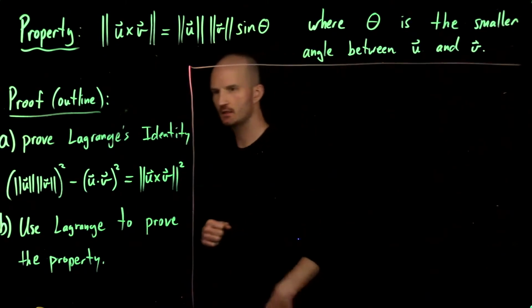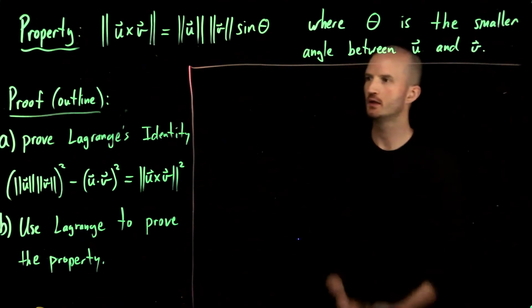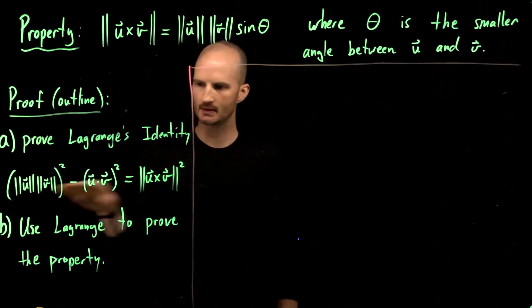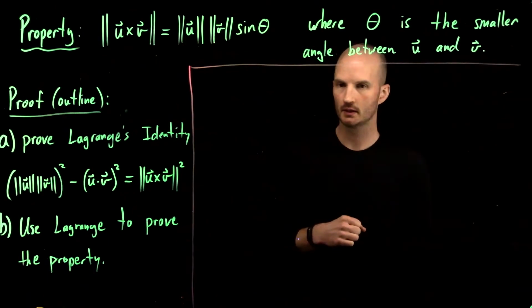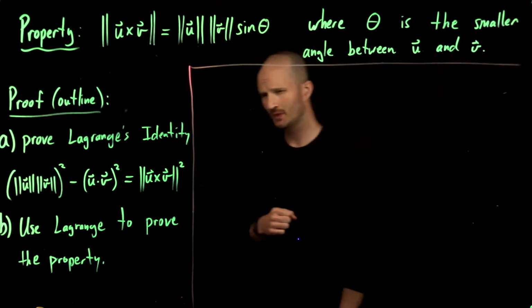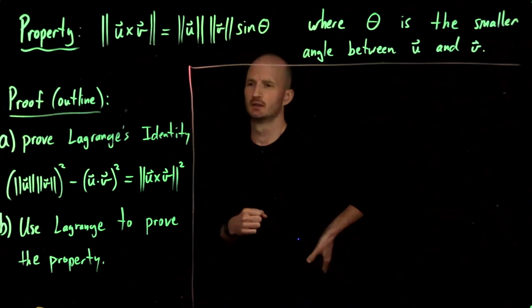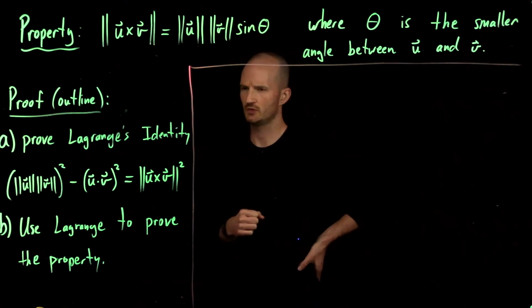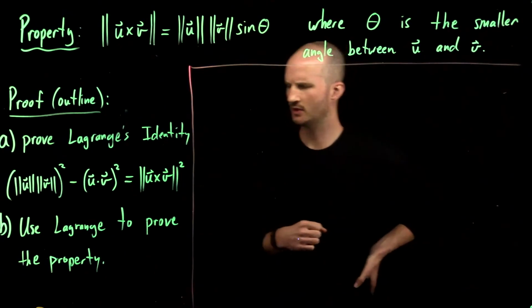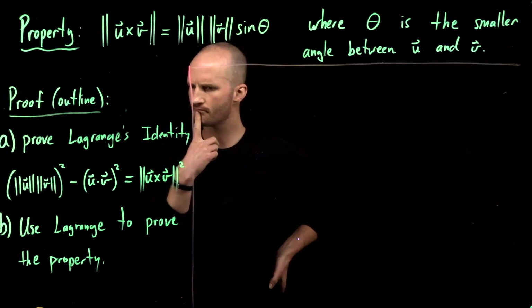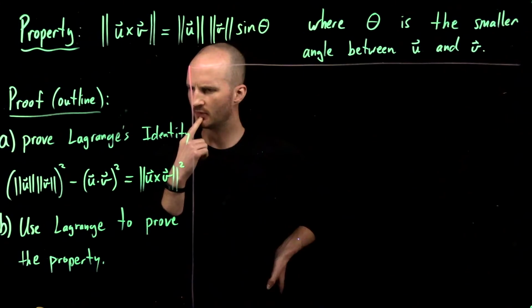Now the proof of this thing, I've given a very brief outline here. The issue in Lagrange's identity is that it takes quite a bit of labor to work out. Basically, you have to use the formula for u dot v here. Well, you've got to grind this out.